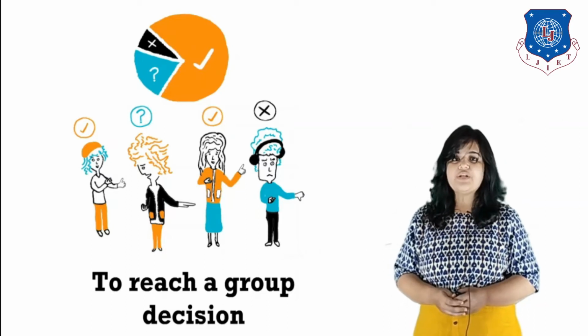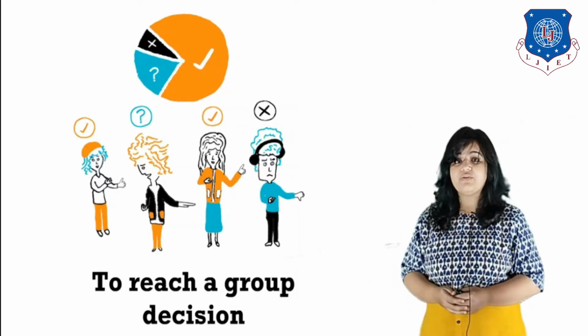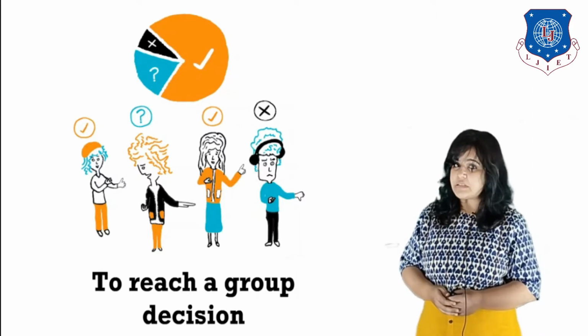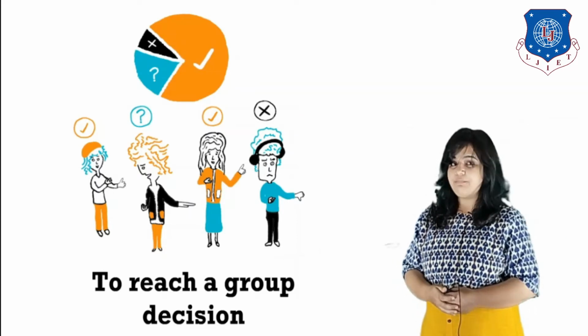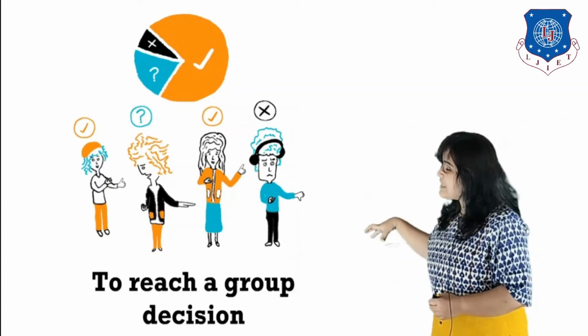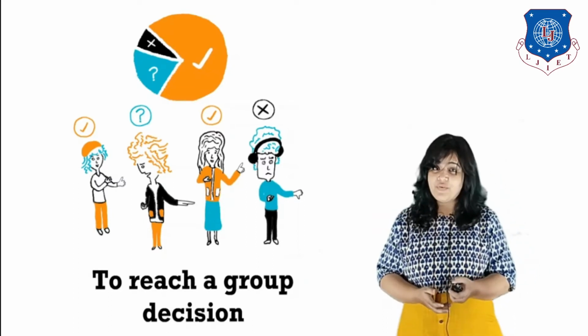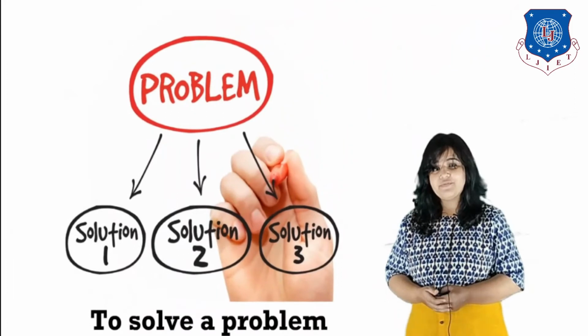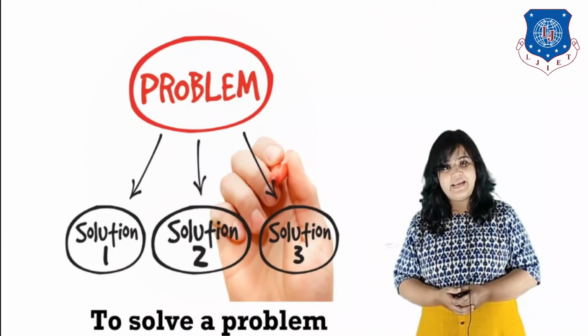Unlike informational meetings, here each and every person has an equal amount of participation, because here a single person is not imparting any knowledge, but everyone is discussing something to arrive at one particular decision. Moving onwards, another type of decision making meeting is held to solve a problem at hand.